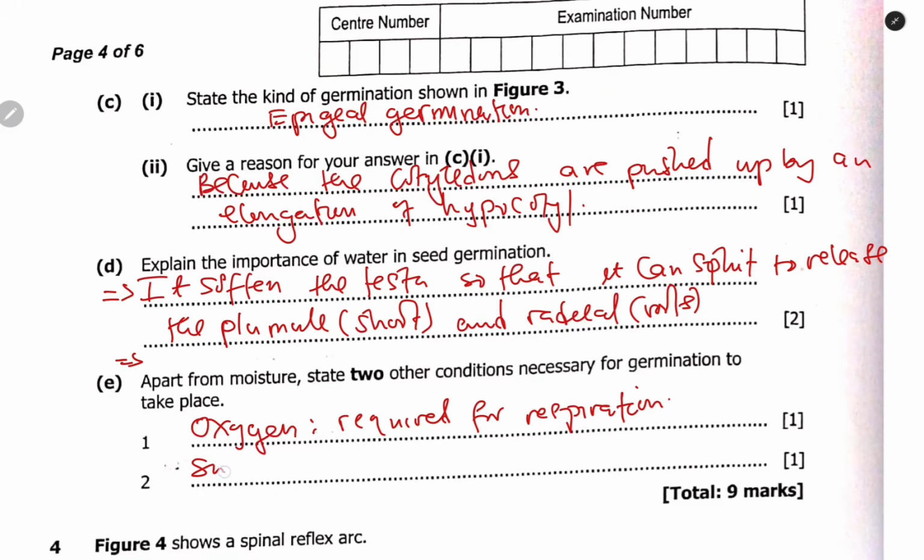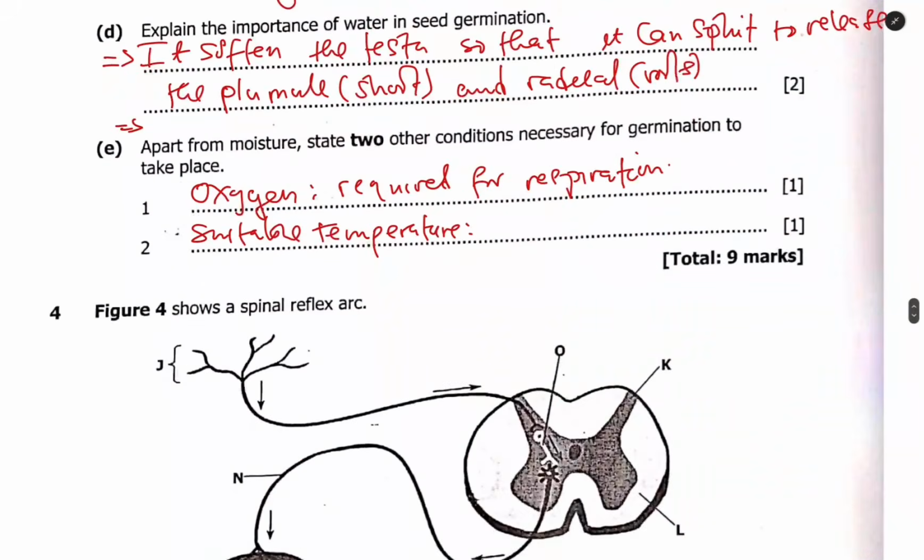Then also we can talk of suitable temperature. So if I was marking, and you just write temperature, I would surely give you a 0 mark, because we are not just talking of temperature but suitable temperature. You know that there are enzymes involved, and you know that enzyme activity is affected by temperature. So why I'm saying suitable temperature, it has to be the optimum temperature in which that enzyme works the best. Because if the temperature is high, the enzyme will be denatured. If the temperature is low, the enzyme will be inactive. So suitable temperature is needed. I hope I've explained there.